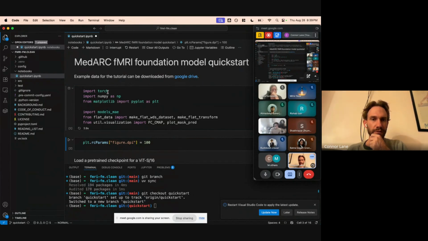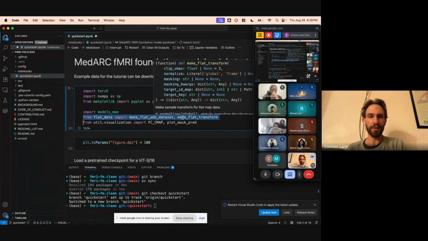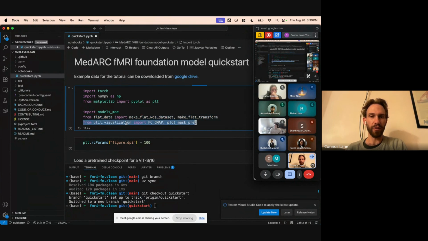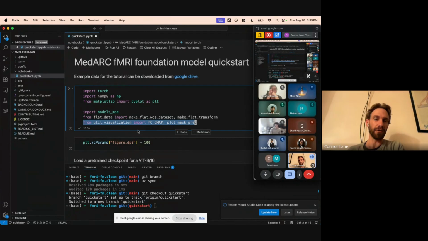So we've got some importing the models module, importing some stuff for creating the data set and transforming the data, then importing a utility for plotting predictions. All we're going to do in this notebook is just run the model and plot predictions.